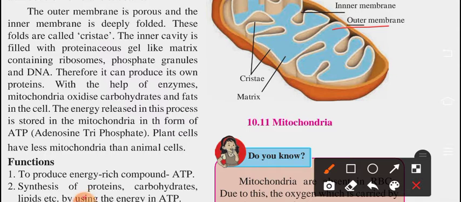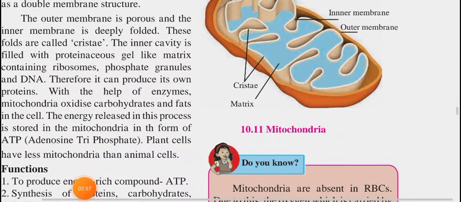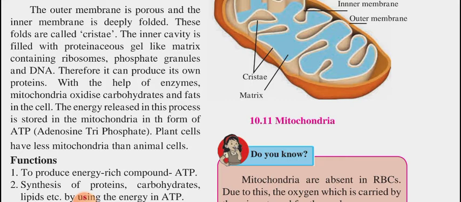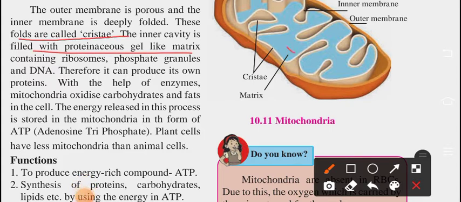These folds are called cristae. You can observe these types of folds here, and these folds are called cristae. The inner cavity is filled with a proteinaceous gel-like matrix. This gel is called the matrix, containing ribosomes, phosphate granules and DNA. Therefore, it can produce its own proteins.